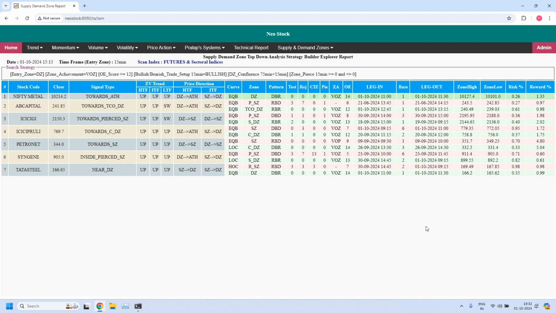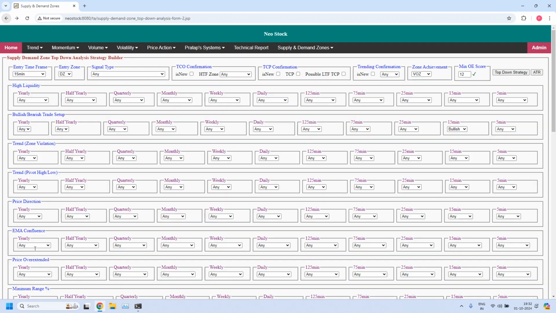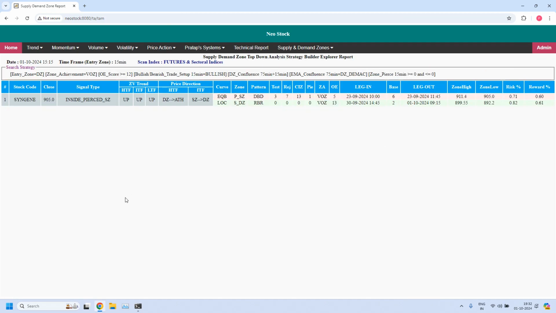And the 75 minutes trend is uptrend. Let's verify how many of these stocks are having daily EMA confluence. So in the EMA confluence at 75 minutes time frame, I am selecting daily, 75 minutes demand zone with daily EMA confluence. One stock is filtered. Even HTF is also uptrend. HTF is daily. So excellent.